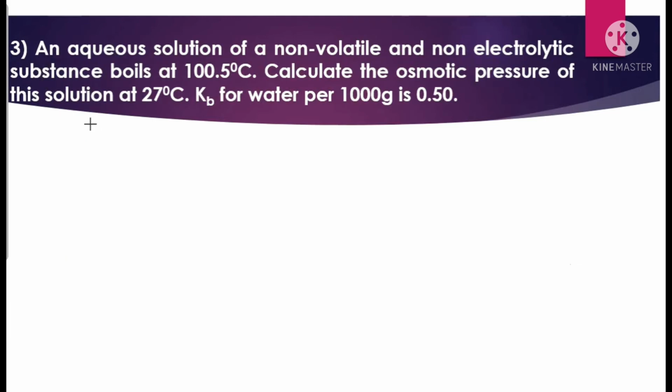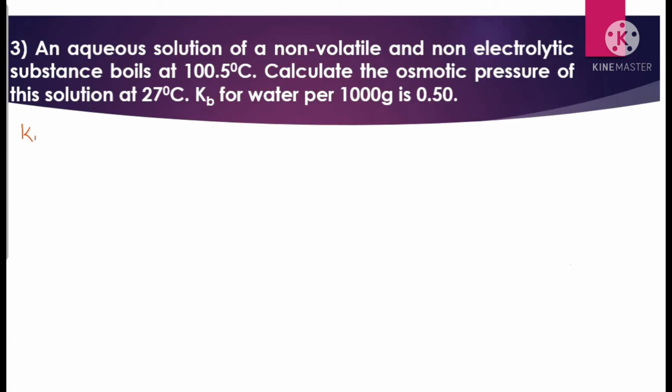Read the next problem, students. An aqueous solution of a non-volatile and non-electrolytic substance boils at 100.5 degrees centigrade. Calculate the osmotic pressure of this solution at 27 degrees centigrade, provided Kb for water per 1000 gram is 0.50. So it's a different problem. Here we want to calculate the elevation of boiling point and then molality. It's a different problem. So let us write the data first.